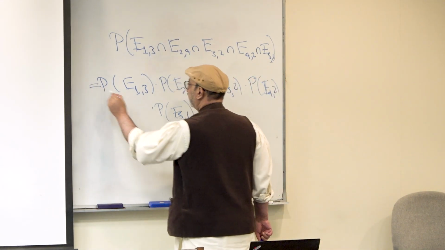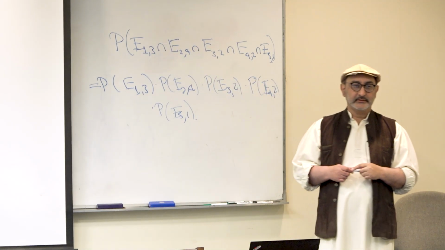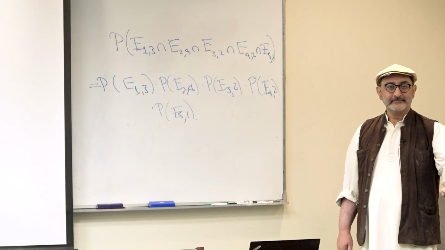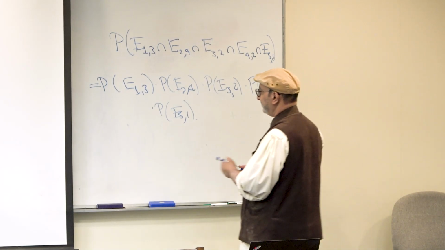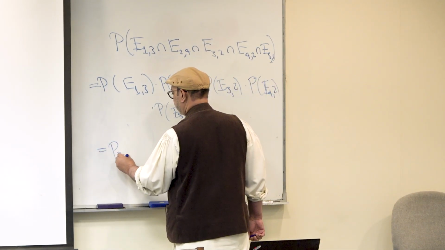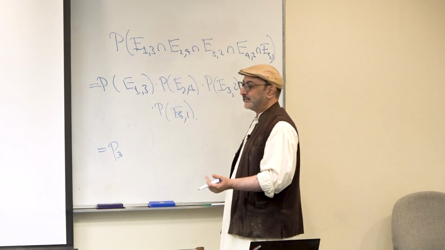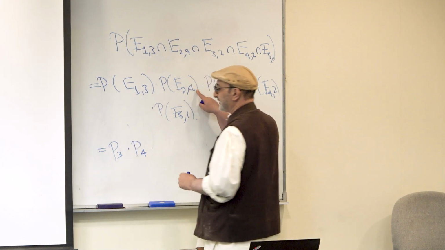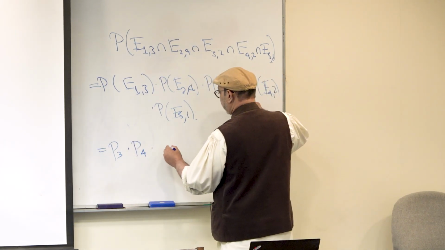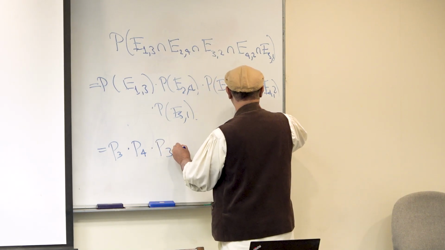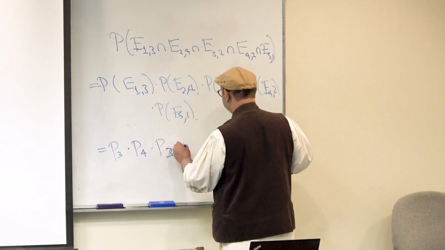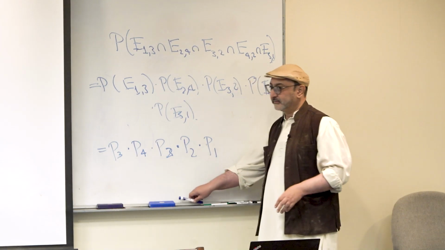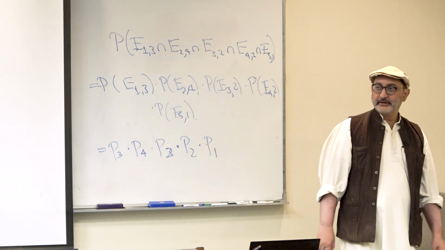Okay. Now, the probability of rolling a 3 is not changing from roll to roll. So let me just call that P3. It's the same whichever roll it is. And the probability of rolling a 4 doesn't change from roll to roll, so let's just call that constant P4. Times the probability of rolling a 3, times the probability of rolling a 2, times the probability of rolling a 2, times the probability of rolling a 1. That okay?